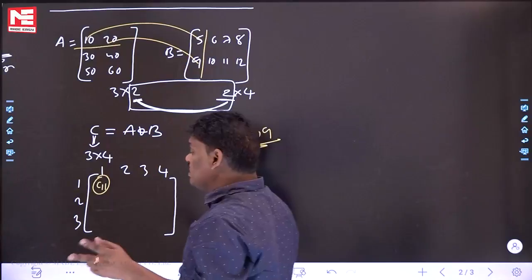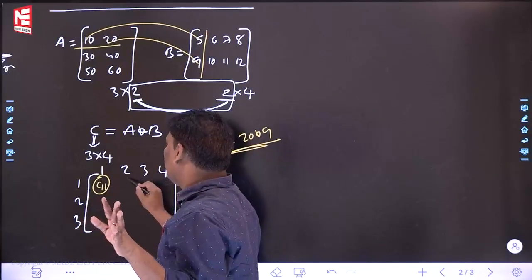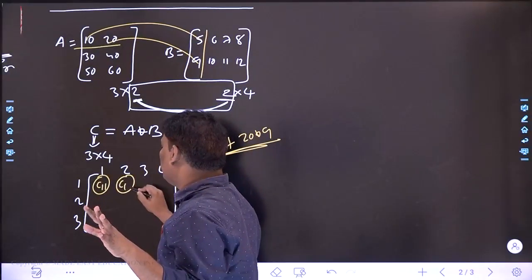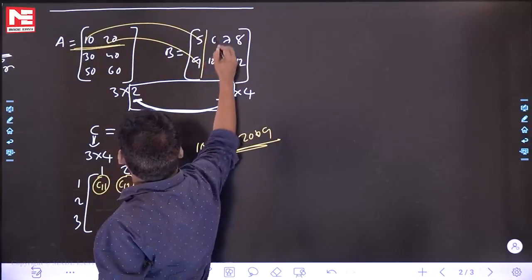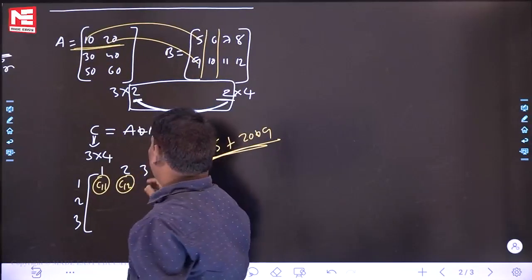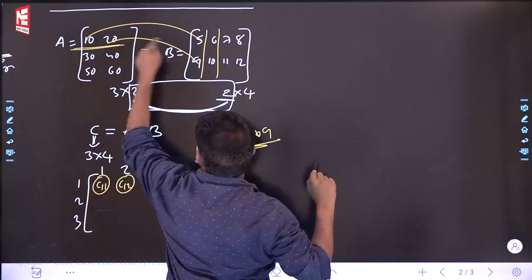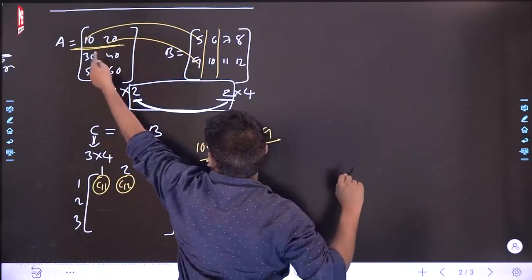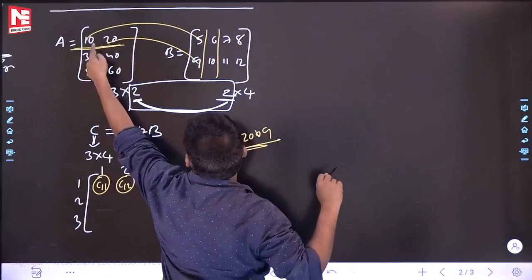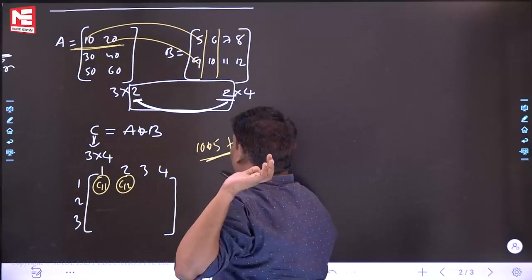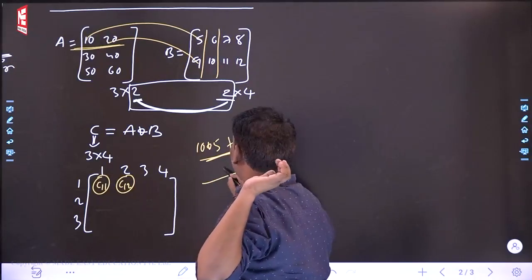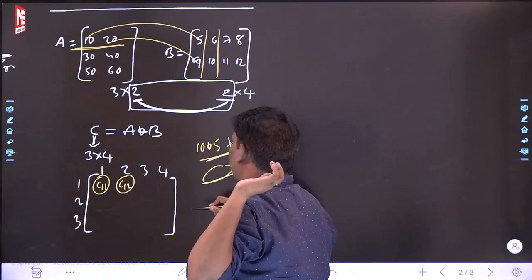Now, those of you who think you are okay, how do you get the first row, second column, C12? It is the same: first row, second column, multiply again. First element multiplied, 10 into 6, plus 20 into 10. Like that, for every element, you do one multiplication plus one multiplication, and you will get the answer.